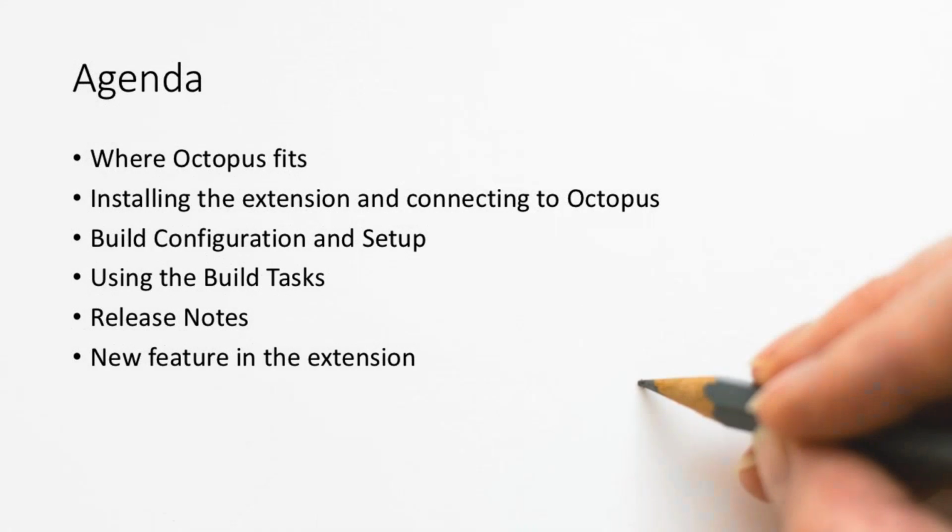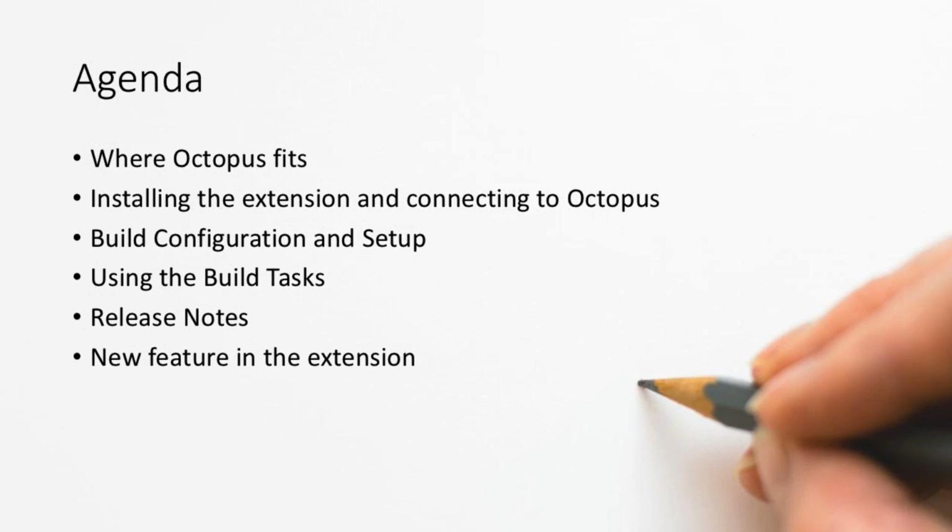So as a general agenda of what we're going to do, and this is going to be fairly informal, we're going to go through these mainly by way of demonstration. I think Brian's got some demos set up. We're going to talk about just briefly where Octopus fits in the DevOps life cycle.